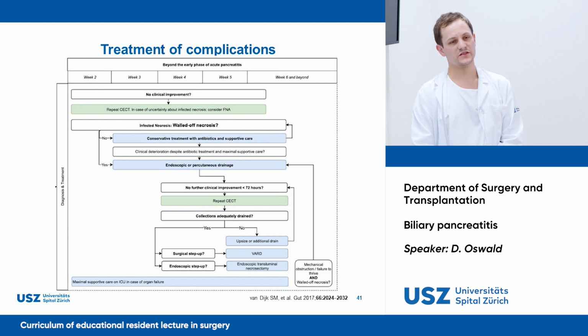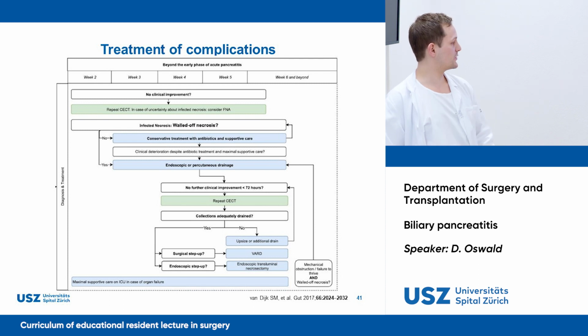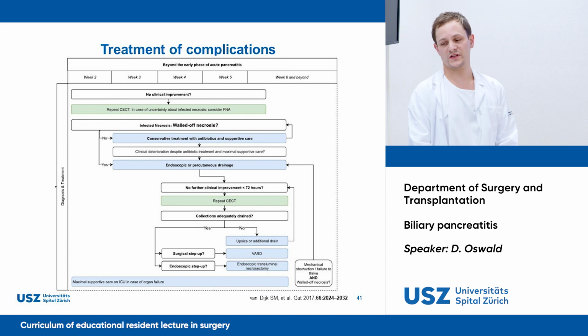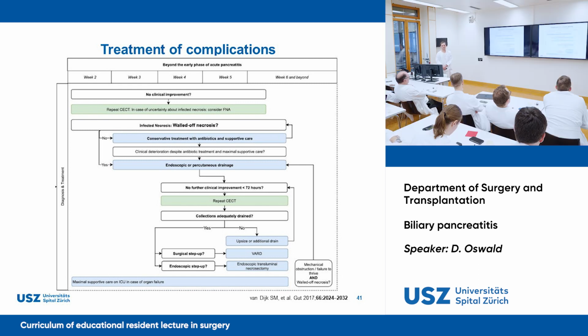If it is, and there's still no improvement, you can do either the surgical step-up approach or the endoscopic step-up approach. Important, what stands on the bottom of the page, is the maximal supportive care in the ICU in case of organ failure. That's always important for this severe pancreatitis. They need to be on the intensive care unit of a big center. And on the left bottom is another indication for intervention: a mechanical obstruction or failure to thrive and walled-off necrosis, even if there is no infection.